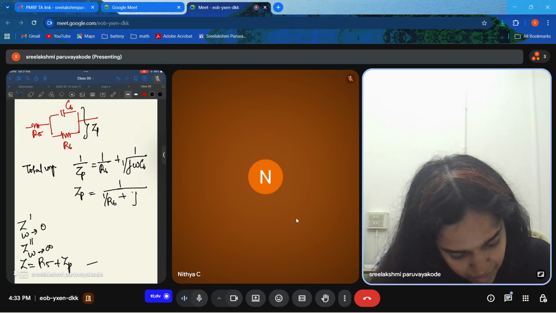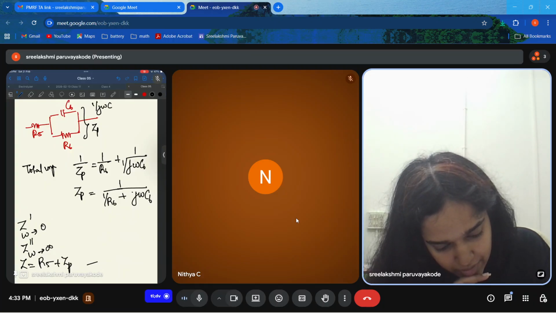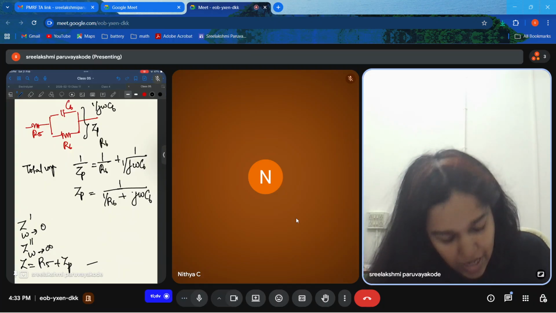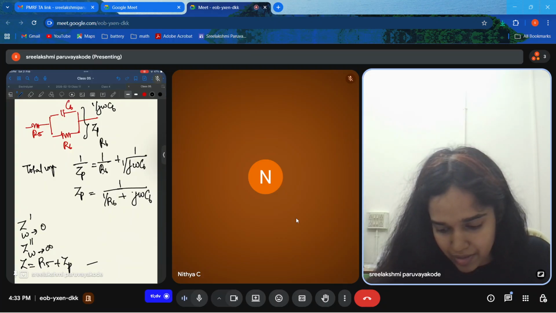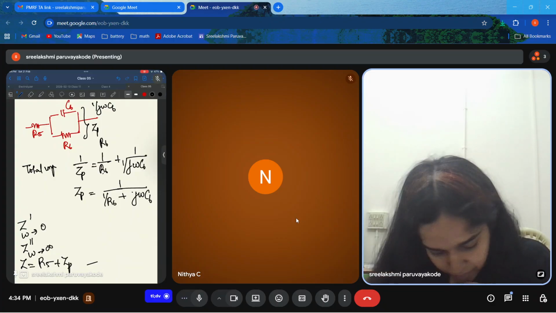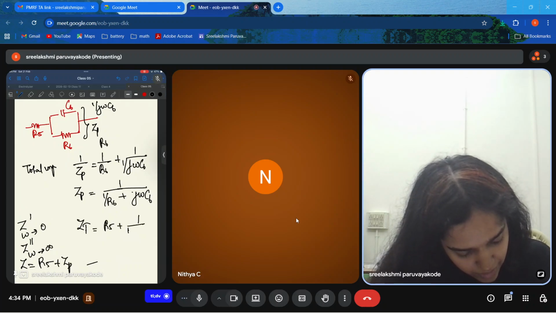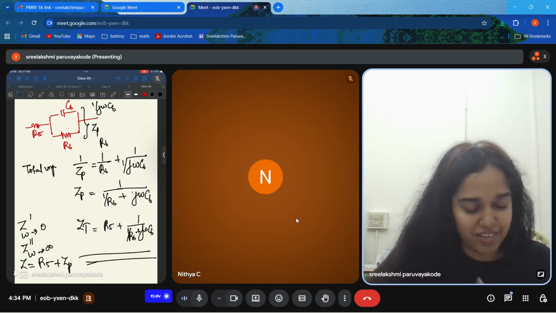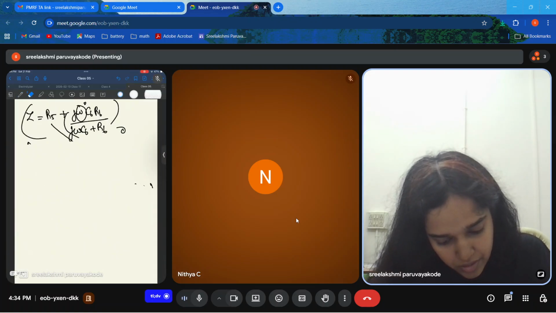So that is nothing but this j omega C6, because this is 1 by j omega C6. This is R6. When I'm taking the reciprocal, it becomes 1 by R6 plus 1 by j omega C6. This is the Z parallel value. Then Z total value will become R5 plus 1 by R6 plus j omega C6. So I made a mistake over here in calculation. You should be careful.